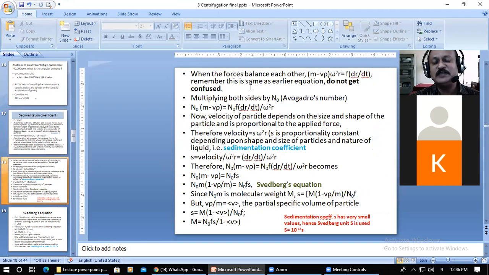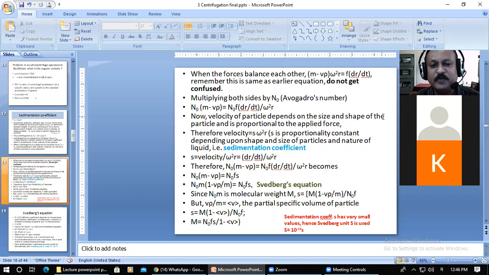Okay, now when the forces actually balance each other, then we can write this equation like this: (m − vρ) ω²r = f dr/dt. Do you agree with this? That is, Fg is equal to Fd.